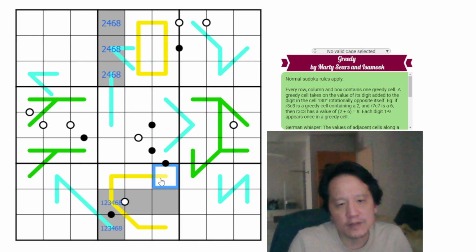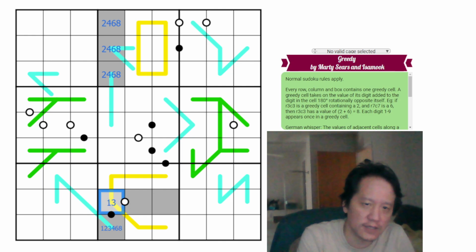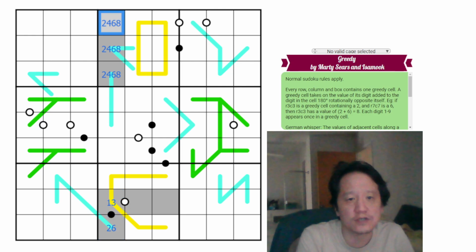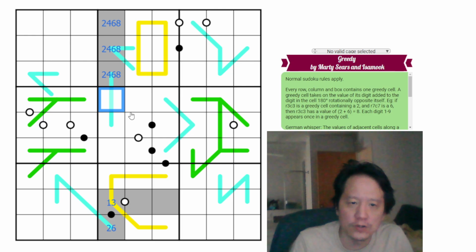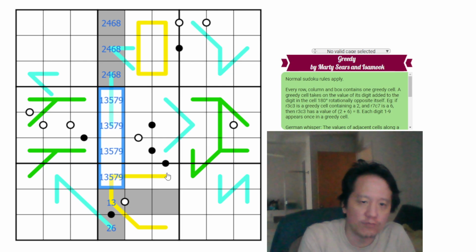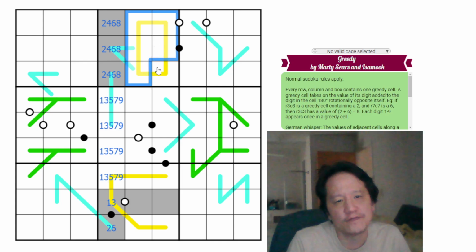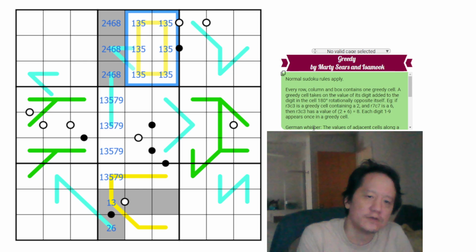And again, this has to be 1, 3, 5, 7, 9, right? So this cannot be 2, 4, 6, or 8. This has to be 1 or 3, which means this is 2 or 6. So this is 4 or 8, right? So we know this is 3, 5, 7, 9, 1. That's interesting. So this is 1, 3, 5, 7, 9, and 2 or 6.